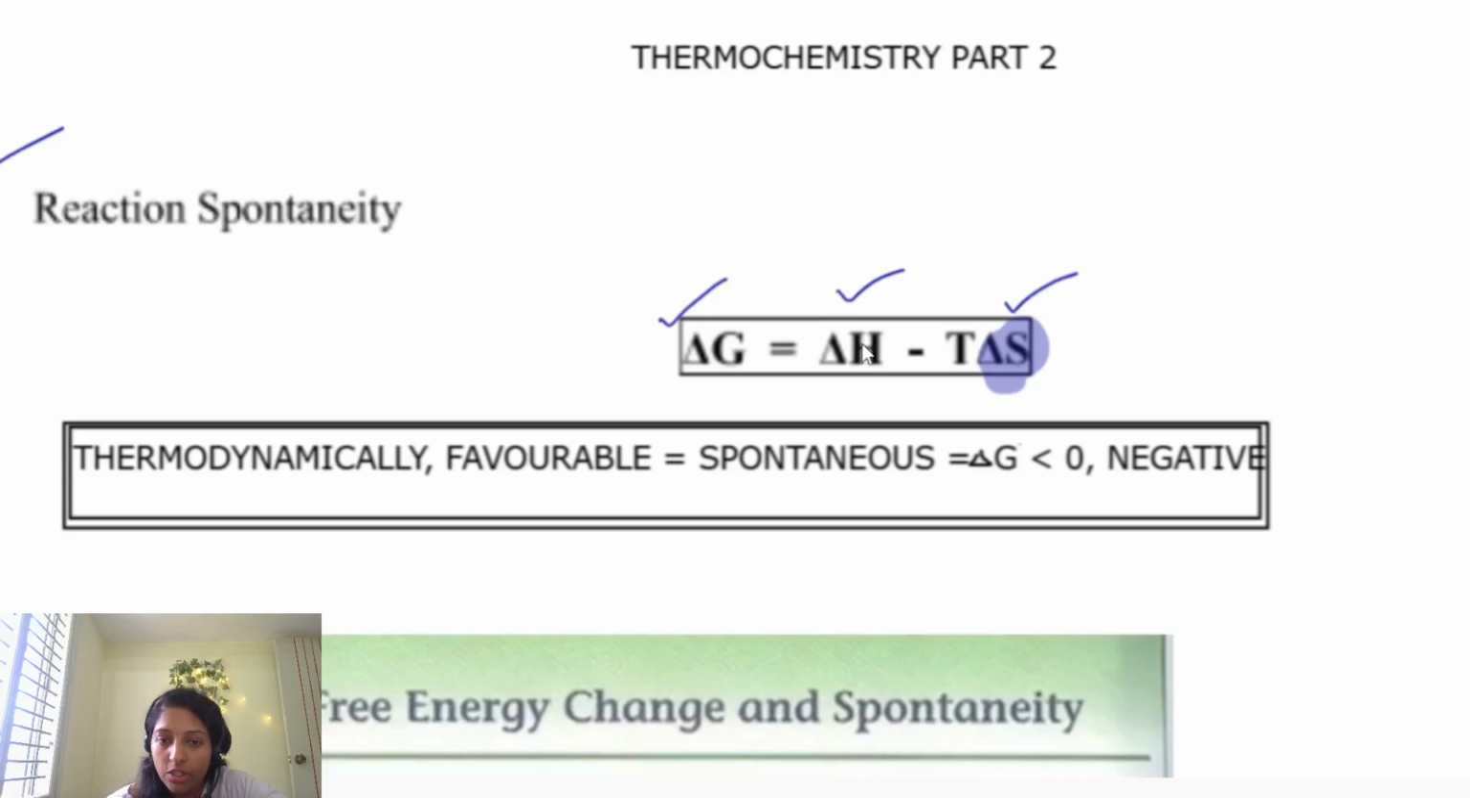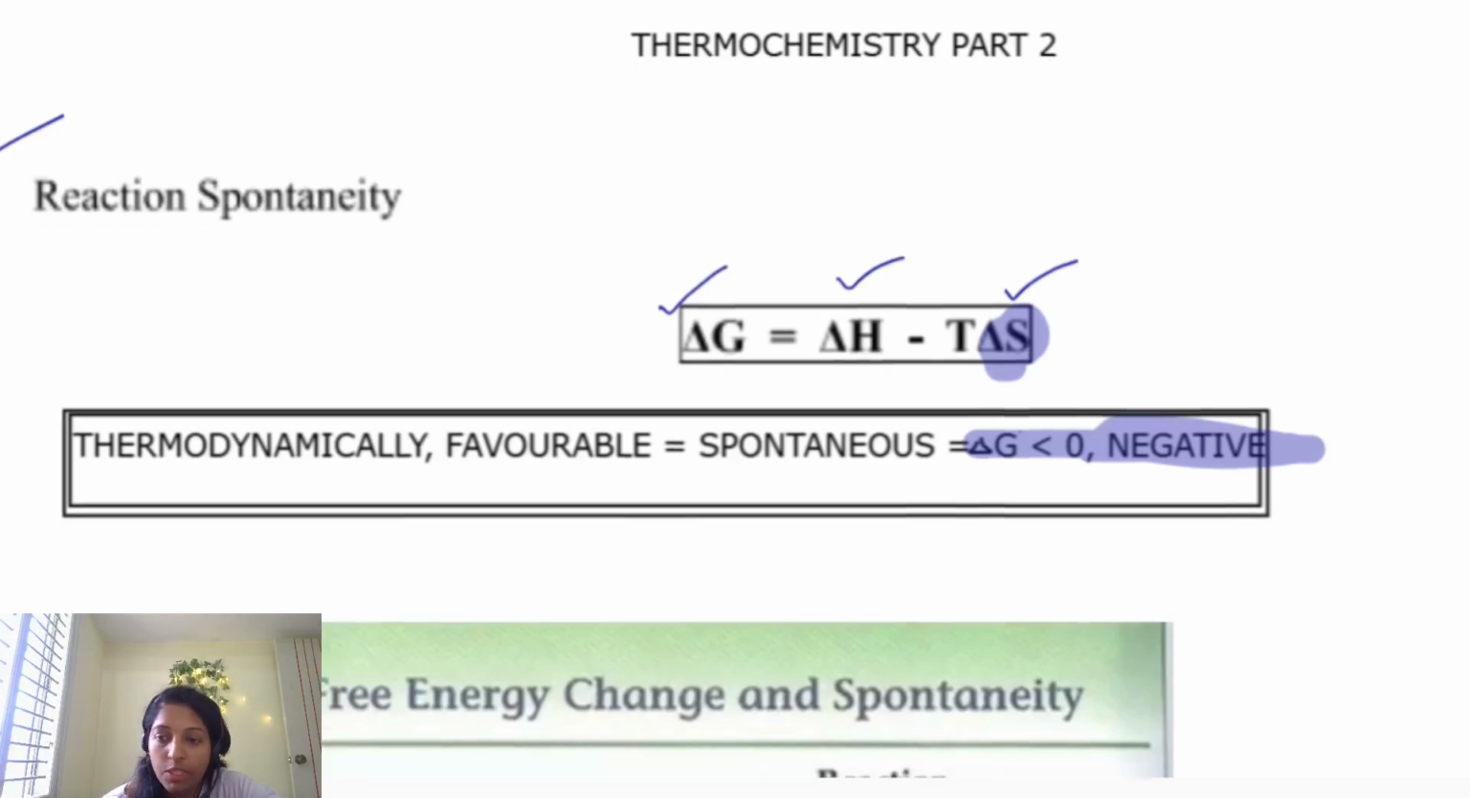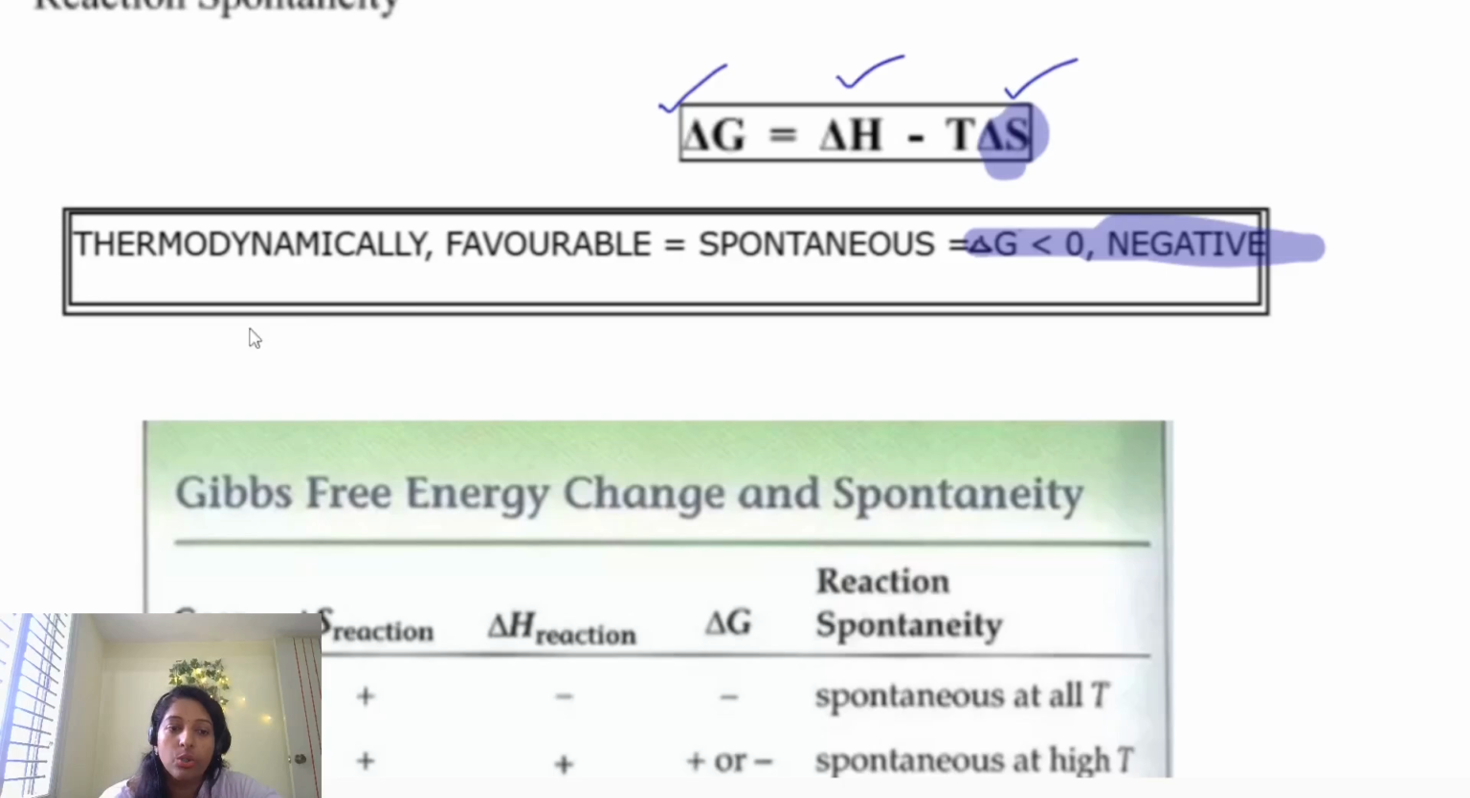And for delta H, the reaction has to be exothermic. Both favorable means delta H has to be exothermic and delta S should be positive. And what about the delta G? At that time, delta G will be negative. So delta G negative is what we call a spontaneous reaction. The reaction will go by itself. We do not want to do anything. The system itself will do that reaction. So if someone is asking whether it is thermodynamically favorable, which means a spontaneous reaction, delta G is negative.